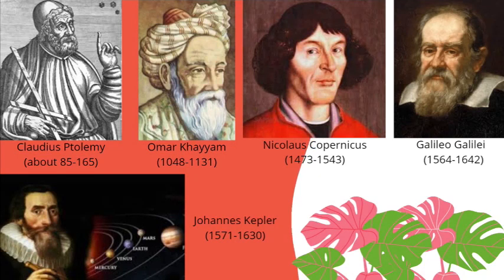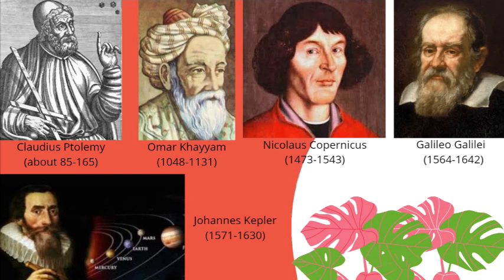Claudius Ptolemy developed a model to predict the movements of the sun, moon, planets, and stars based on the Earth-centered model of the universe. Omar Khayyam calculated accurately the number of days in a year. Nicolaus Copernicus developed the sun-centered model of the solar system where the planets move around the sun in circular orbits.